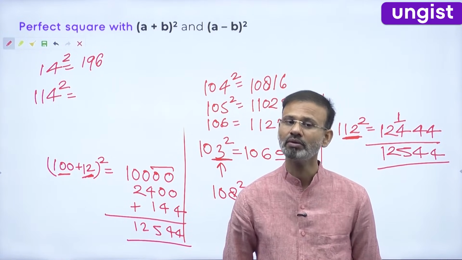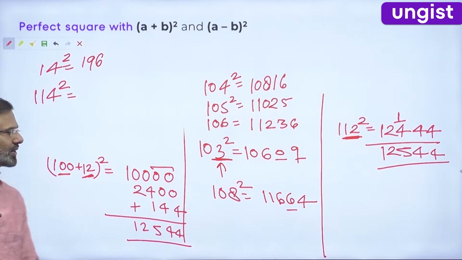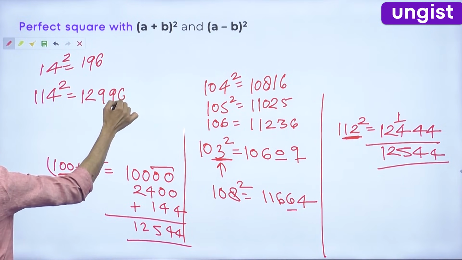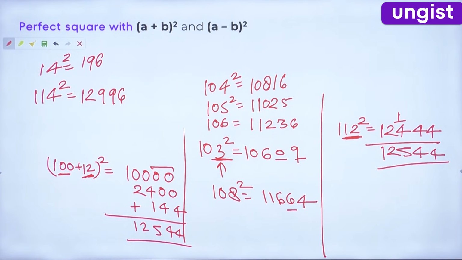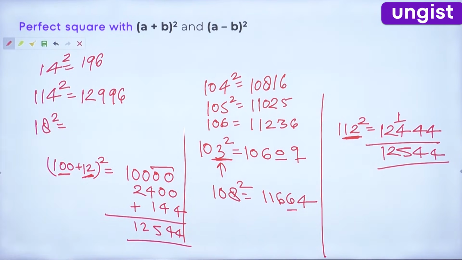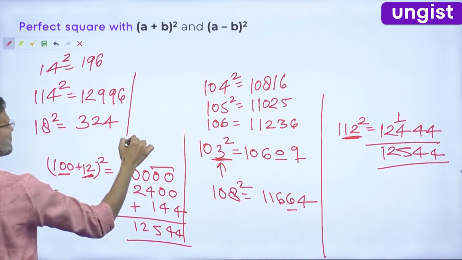1, 2? Yes, everyone. It is 129.96. Correct. Okay, friends. Now, the square of 18 is what? The square of 18? 324? 324, everyone? Right? Now, you please tell me the square of 118, everyone.